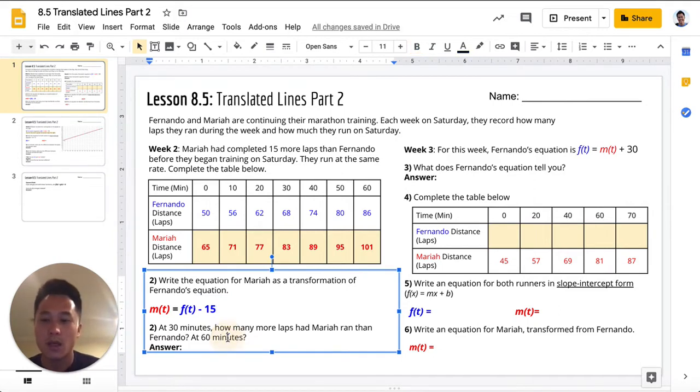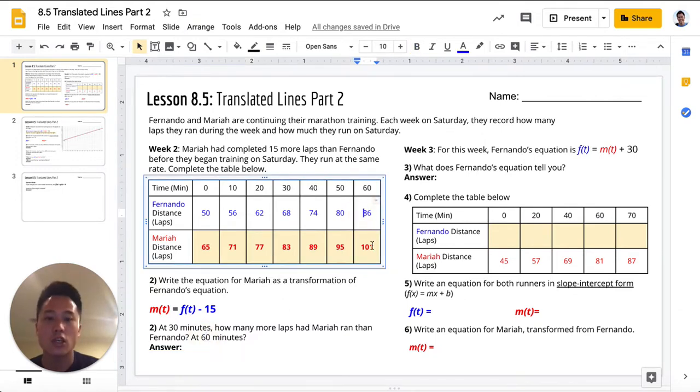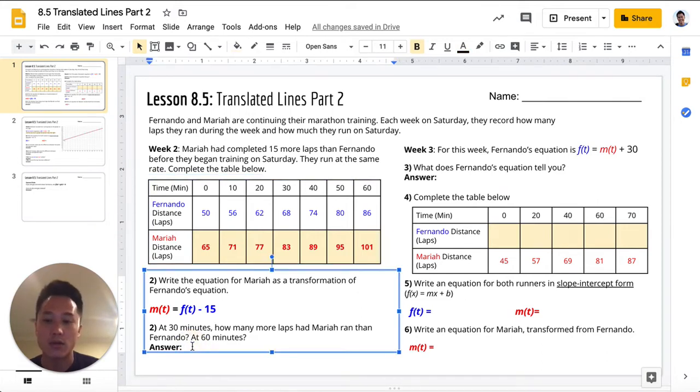Okay. Next question. At 30 minutes, how many more laps had Mariah run than Fernando? Well, at 30 minutes, she had 83, he had 68, she had 15 more. Okay, what about at 60 minutes? At 60 minutes, he had 86, she had 101, she had 15 more. She always has 15 more laps at any time interval. So I can just say at 30 minutes and at 60 minutes, she had 15 more laps than Fernando.